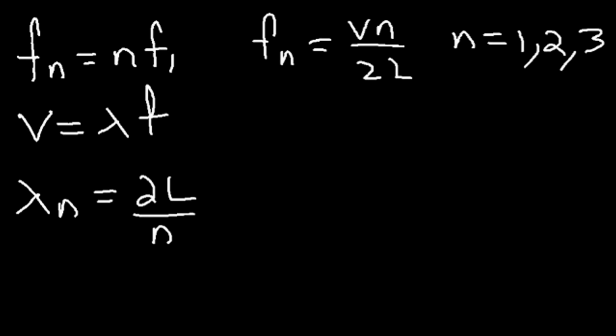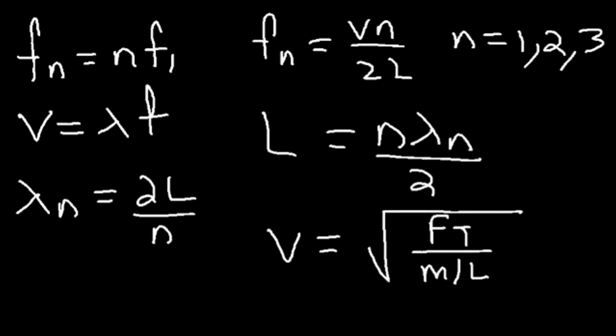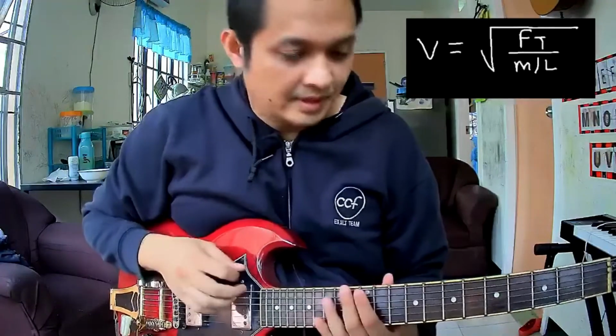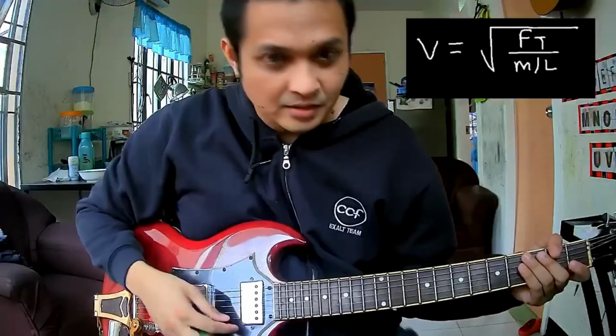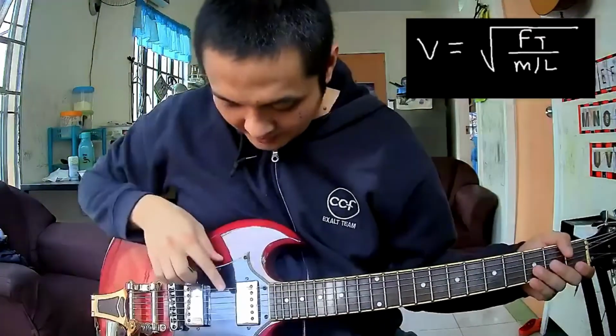Now, to find the length of the string for a given harmonic, L is equal to n times the wavelength divided by 2. For the guitar equation, we calculate the speed of the wave, which is equal to the square root of the tension force over the string density, which is the mass over the length of the string. Regarding the guitar strings and their mass, the number 1 string, the high E, has a lighter mass compared to the upper strings here.